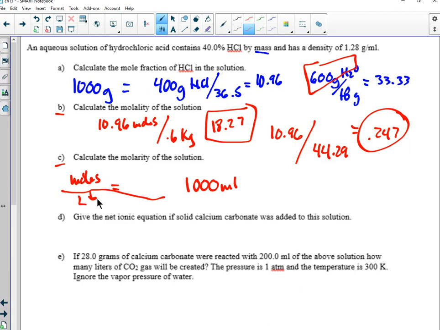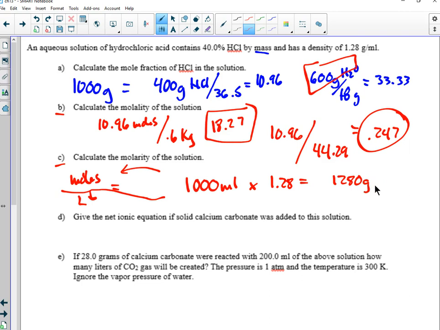That was bad. All right. I picked that because that makes it a liter, correct? But I need to know the moles, and it's not going to just be 10.96 unless you did it the other way around. So what you're going to do is take this and multiply it by your density, 1.28, and you're going to get 1280. That's the mass.